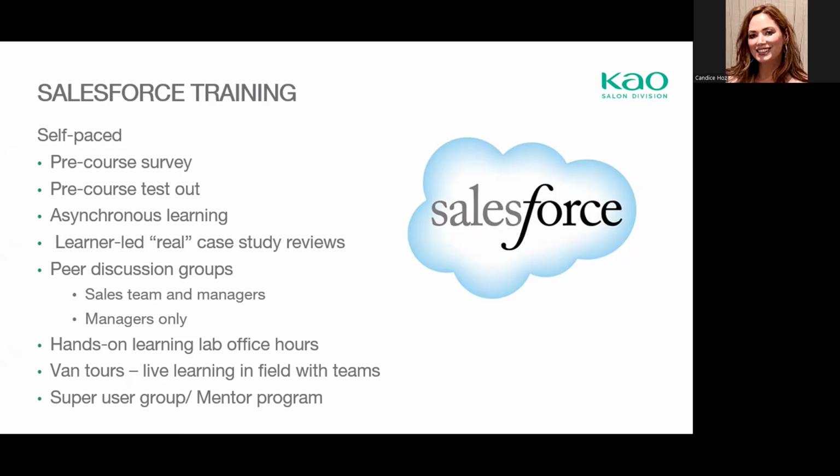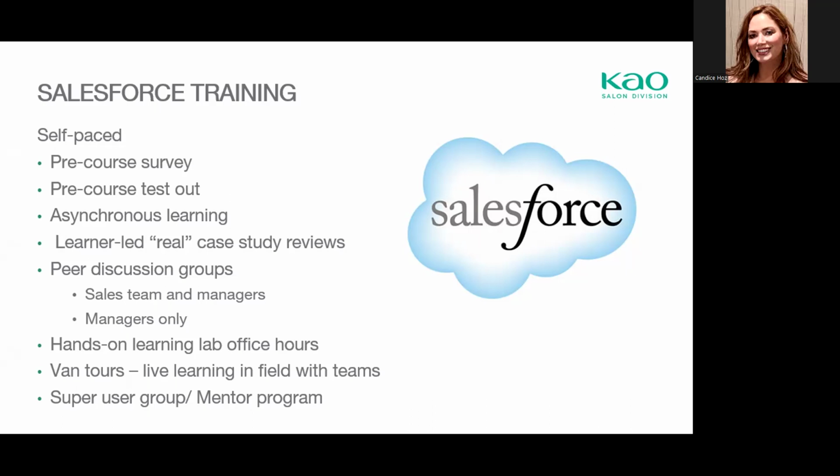And then also van tours. So the van tours will be live events. We'll go into a region. We'll have the whole team on the van, shoulder to shoulder. We'll go into accounts. Salesforce won't be the primary part of what we're doing, but it will be part of it because that's part of the account visit. So we'll be out there helping them with sales training and how they implement Salesforce on that day-to-day basis.